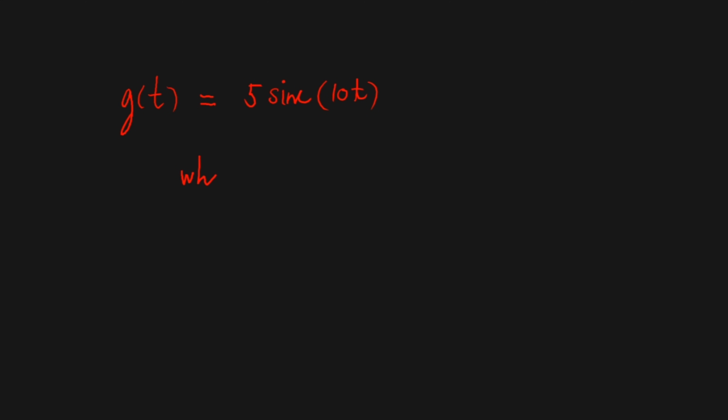I have a question for you. If we have a time domain signal g(t), which is equal to 5 sin 10t, what is the Fourier transform of g(t), which is G(omega)? Try to do it by yourself, and good luck.